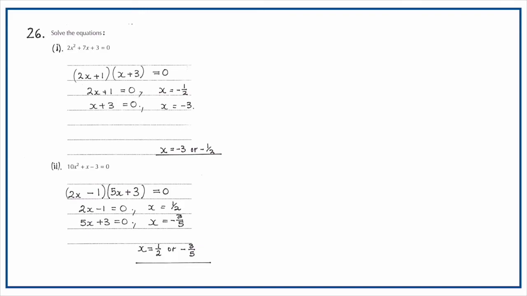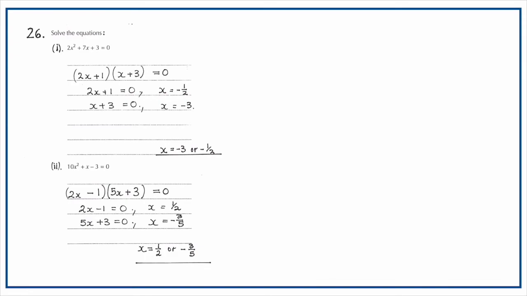26 part 2, 10x squared plus x minus 3 equals 0. Again, we factorize. So it factorizes as 2x minus 1 in one bracket times 5x plus 3 in the other bracket equals 0. So x equals a half and x equals minus 3 over 5. So the answer is x equals a half or minus 3 over 5.